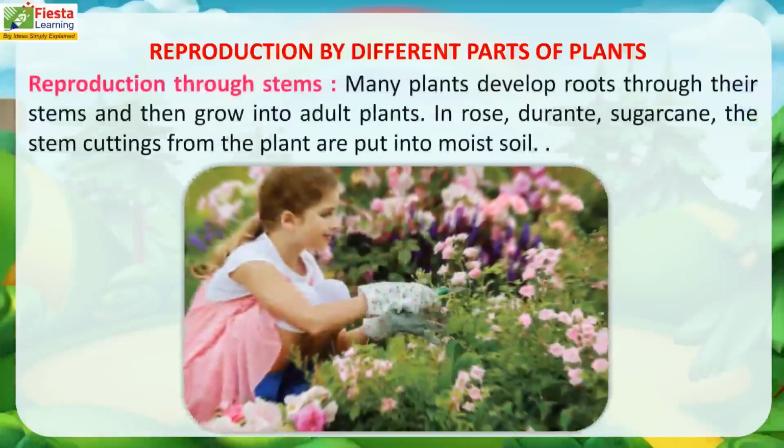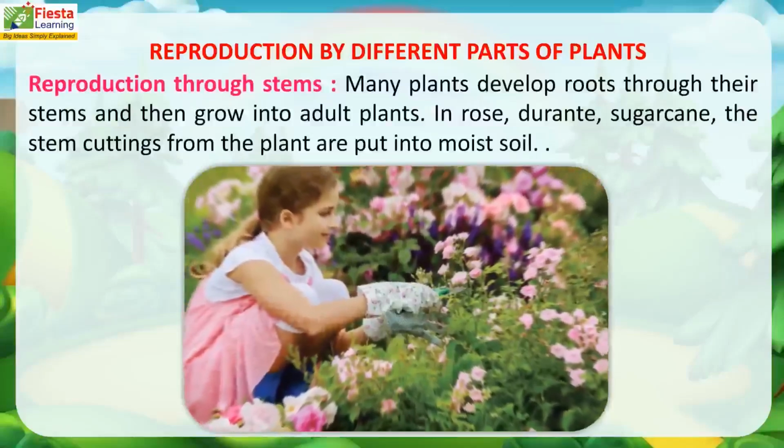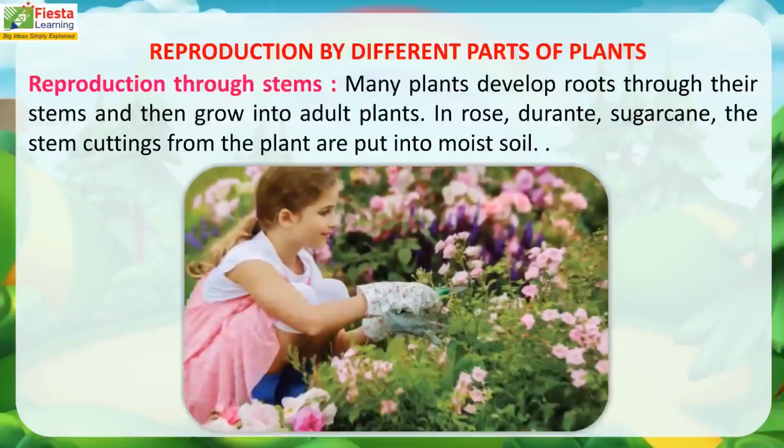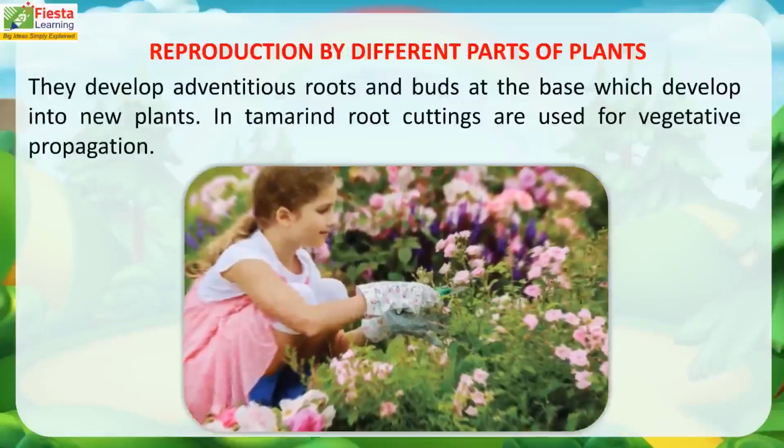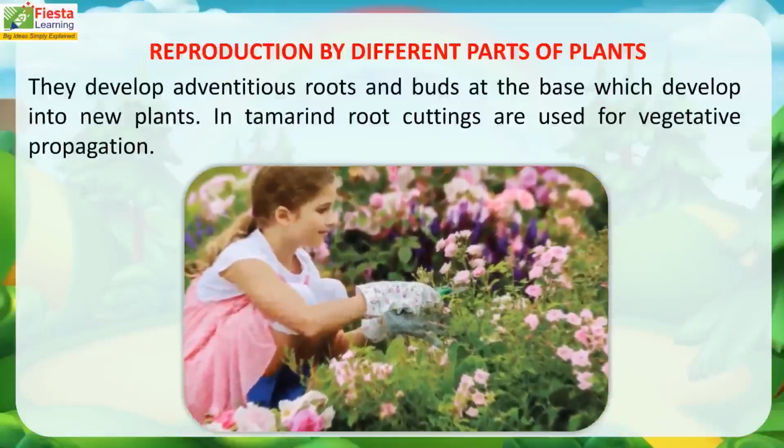Reproduction through stems. Many plants develop roots through their stems and then grow into adult plants. In rose, duranta, and sugarcane, the stem cuttings from the plant are put into moist soil. They develop adventitious roots and buds at the base, which develop into new plants. In tamarind, root cuttings are used for vegetative propagation.